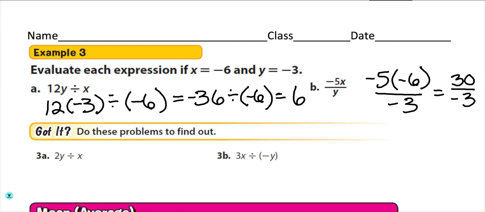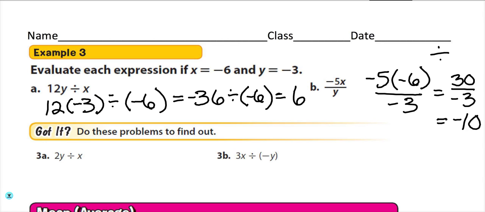Now, yes, this is actually a fraction, but fractions are division, okay? If you ever look at the division sign, you see a line with two dots, one above and one below. That just means a fraction. The dots just represent the numbers that go in there. So this means 30 divided by negative 3, which will give us negative 10.